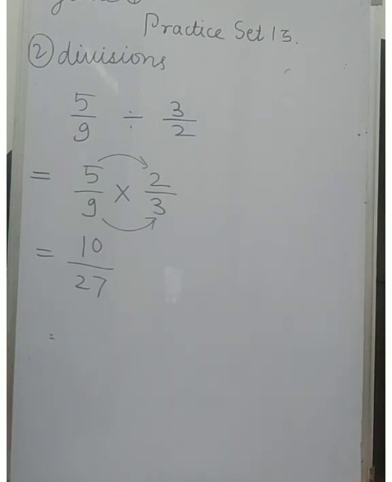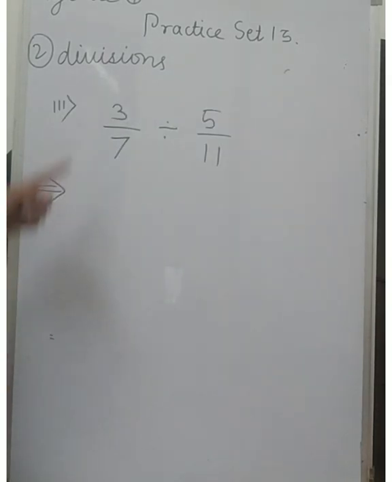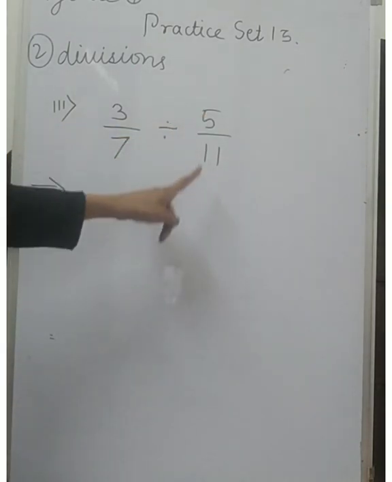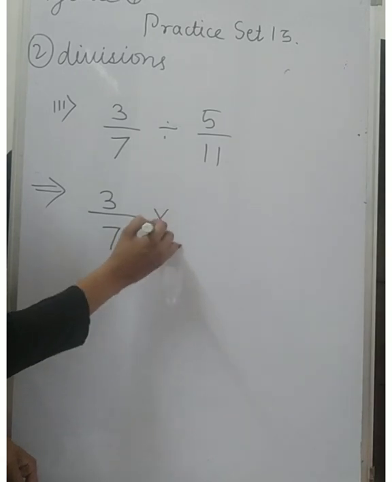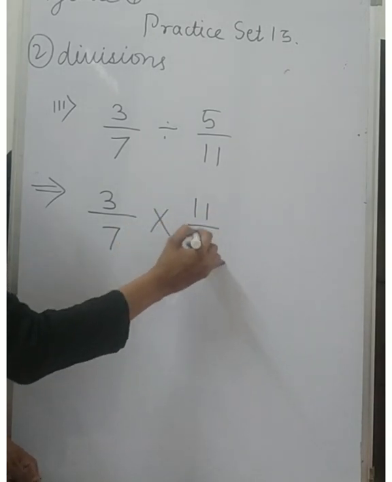Now whenever I say write down, you need to pause the video and write down. Okay? Now before moving to this next question, you write down this, pause the video, and once you are finished, you can play the video again. 3 upon 7 divided by 5 upon 11. Let's do it. You should know 3 upon 7 multiplied by 11 upon 5.